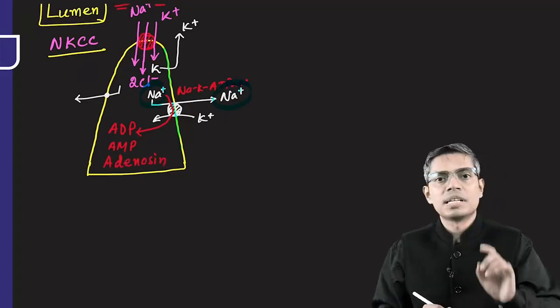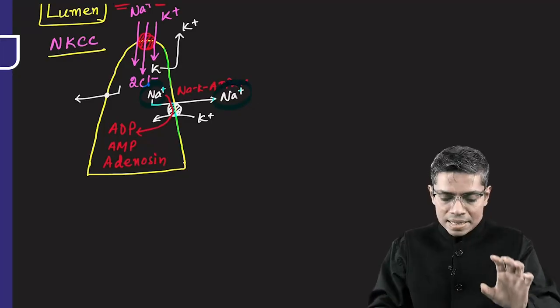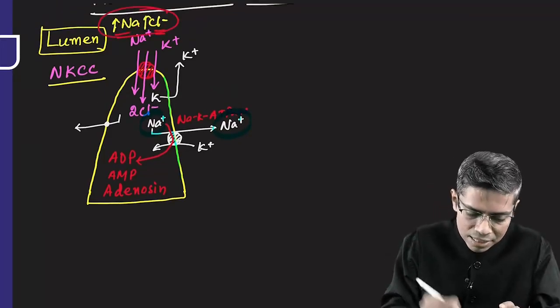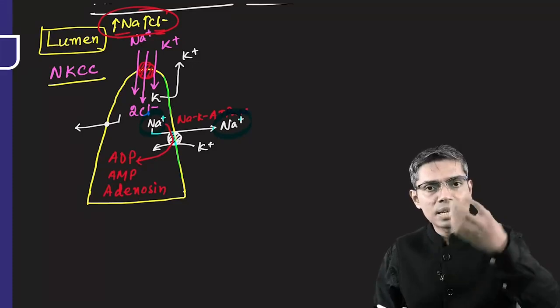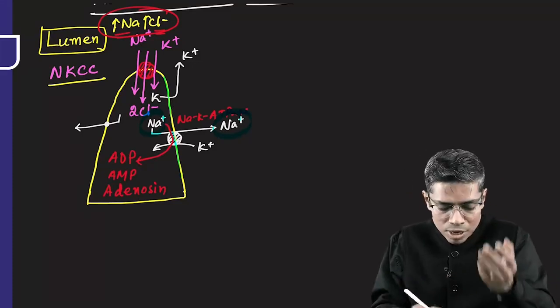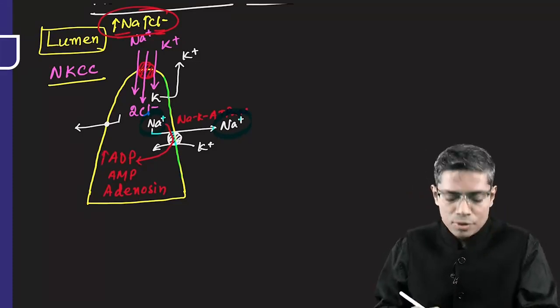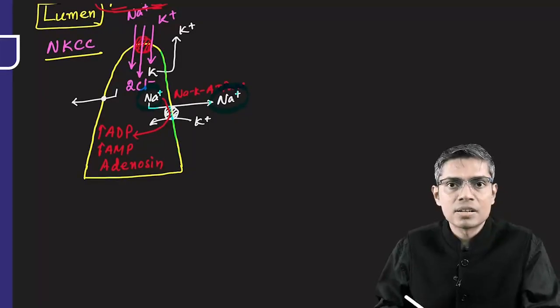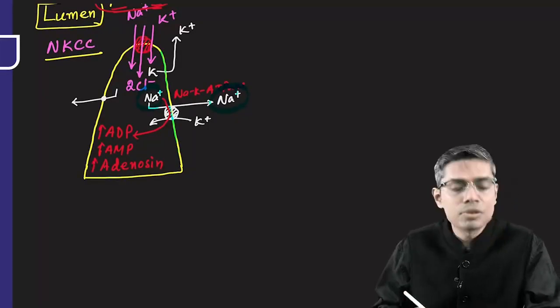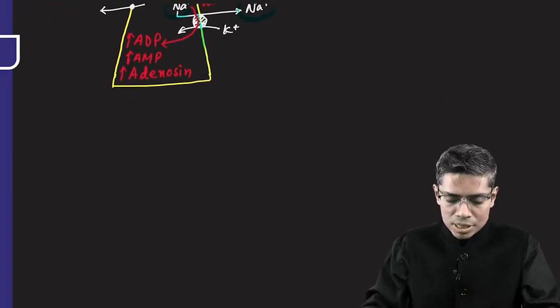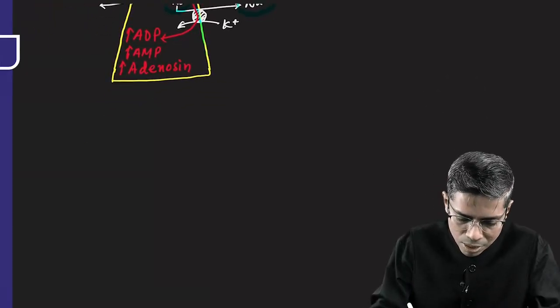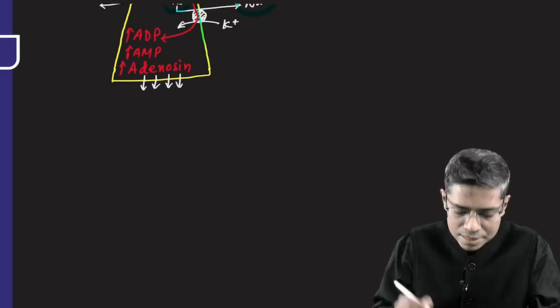adenosine. So basically what I am saying, whenever the NaCl level is very high at the level of the lumen, the macula densa cell will absorb more and more sodium, more and more chloride, and there will be production of more adenosine diphosphate, which will be broken down to a huge amount of adenosine monophosphate, which will be broken down to a huge amount of adenosine. And this adenosine will now diffuse out of this macula densa cell.